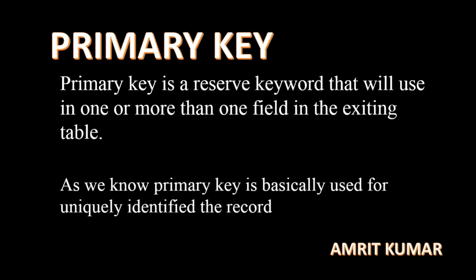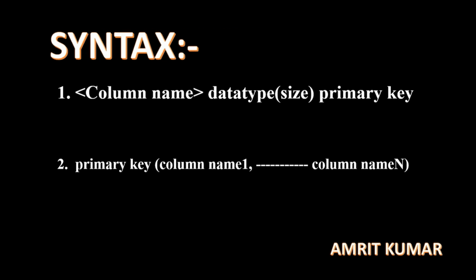In the videos on the properties of the table we have read about the primary key, foreign key, and the integrity rules. So let's move on to how to apply the primary key. There are two methods to apply the primary key on the columns of the table. Look at this. The first method says you have to use the column name, which is not a reserved word. You can specify your own column name.